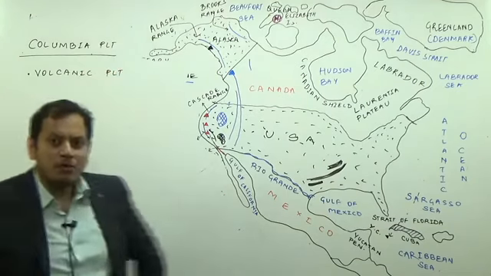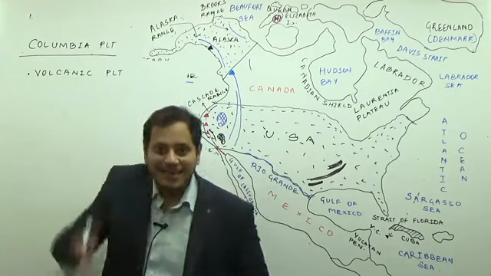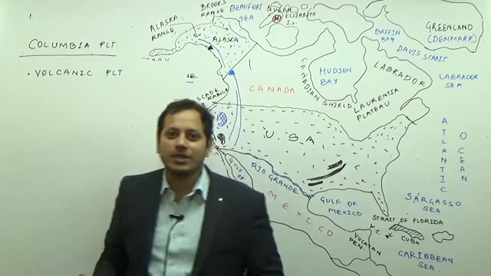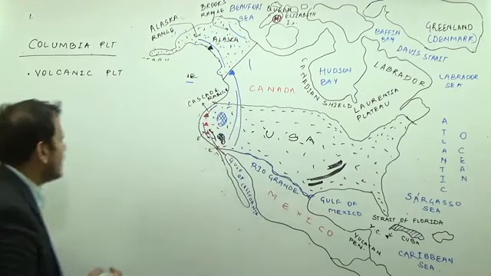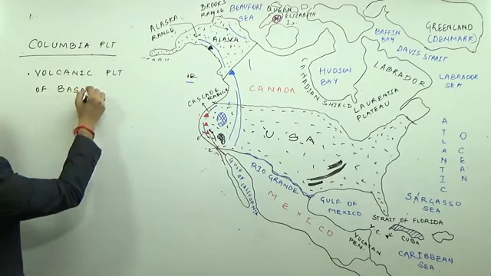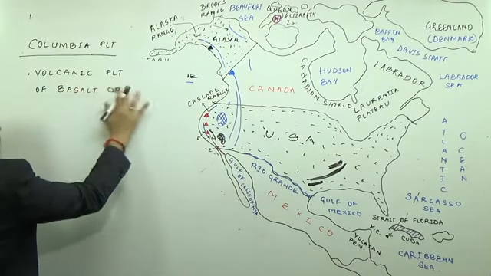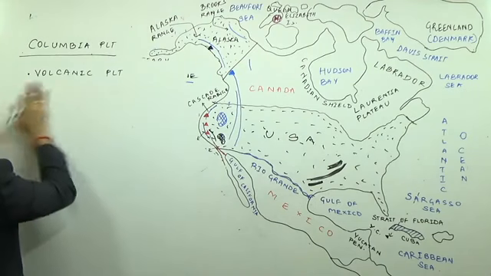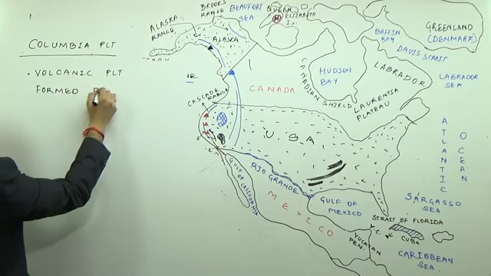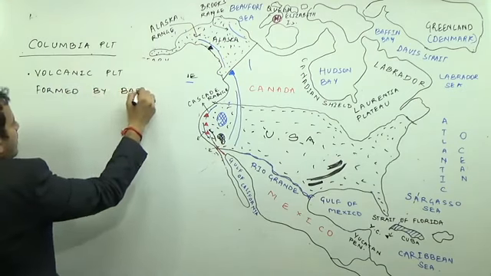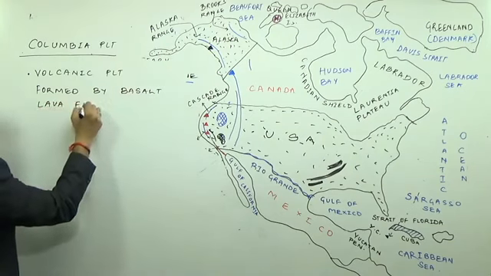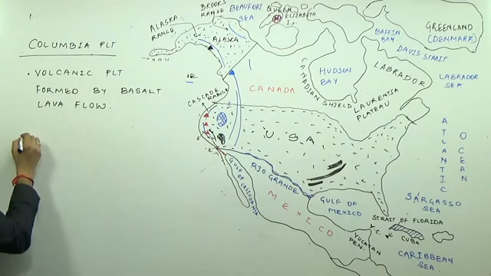Now, if it is an example of a volcanic plateau, not a volcanic cone, so what kind of a plateau is it? Basalt erosion or some other erosion? It is of a basaltic origin, formed by basalt lava flow.